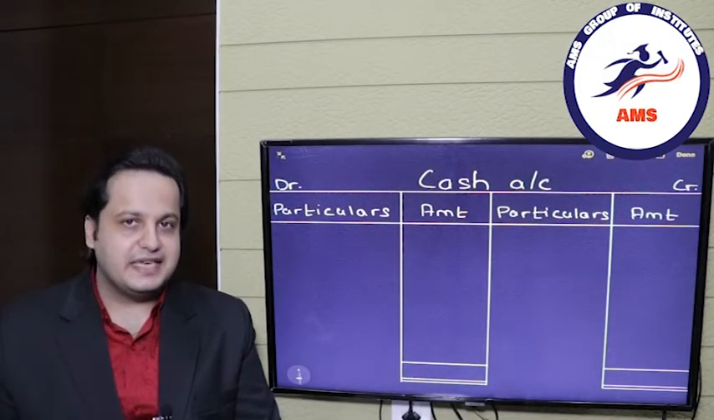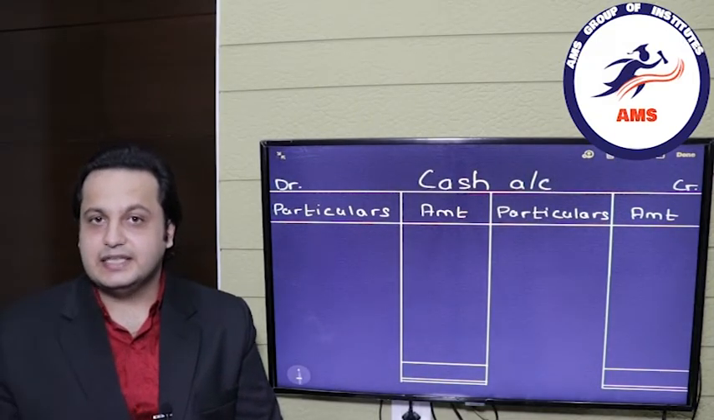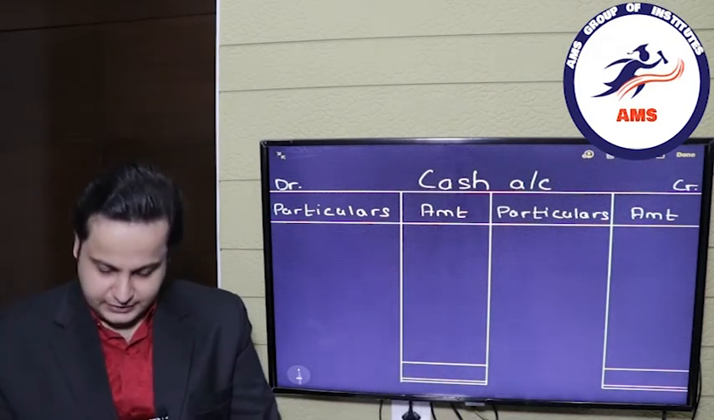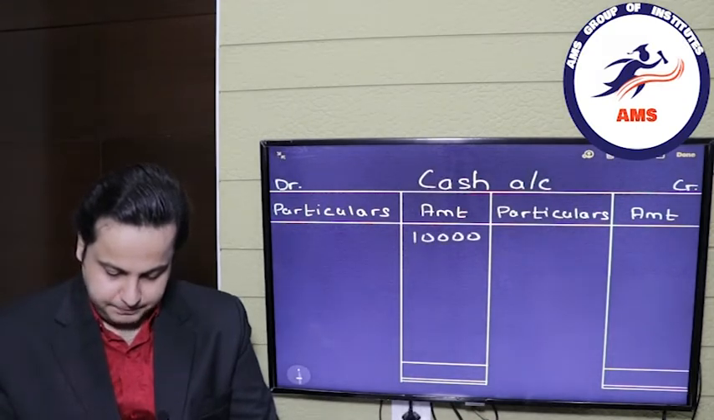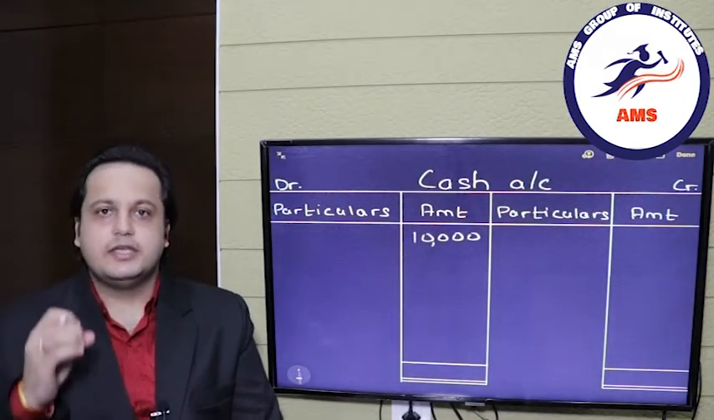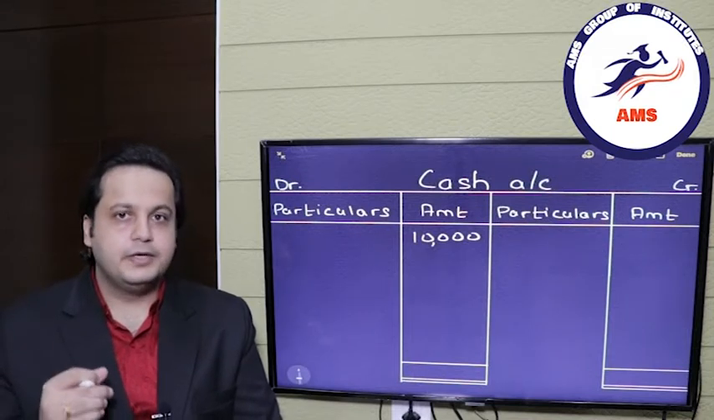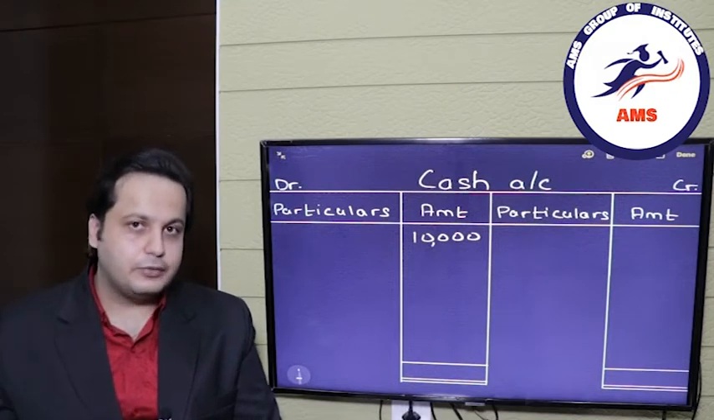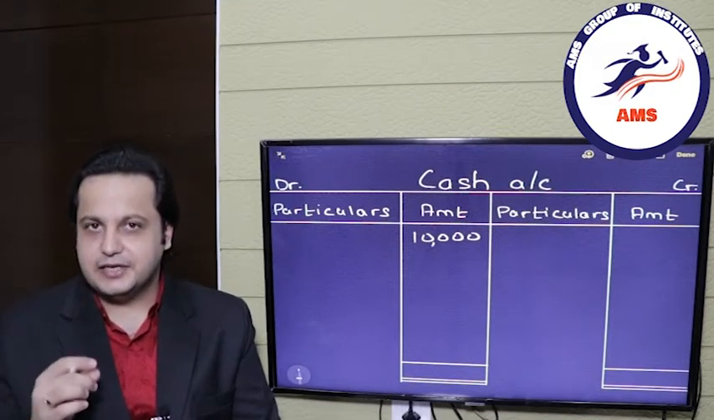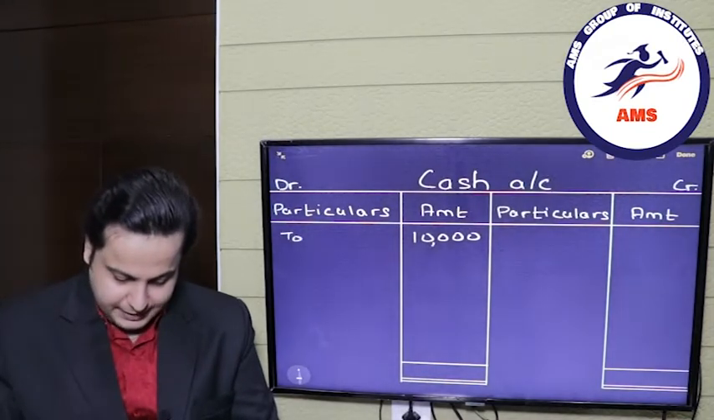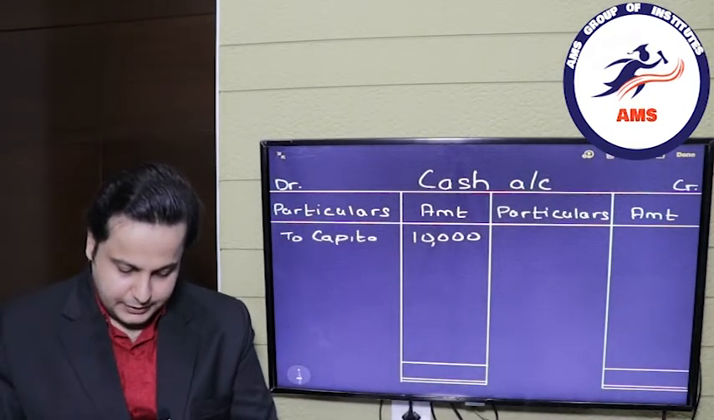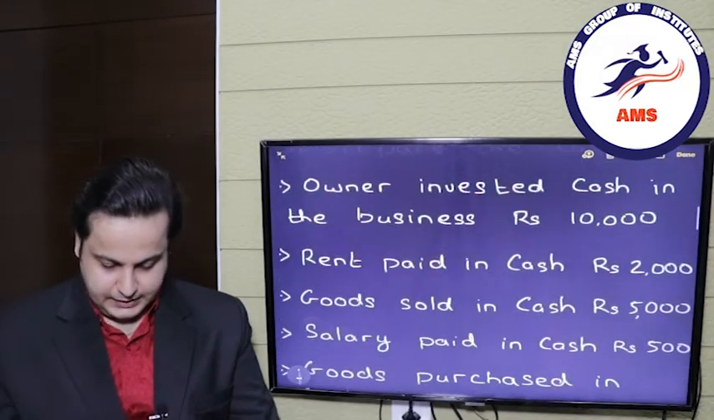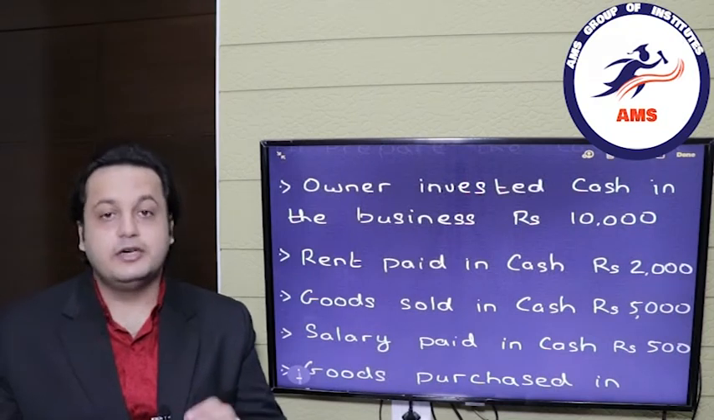Now cash is being debited. So we will do the entry in the debit side. So debit side is the left side. The amount was 10,000 rupees. So 10,000 rupees on the debit side. Now in the particulars, you will write that account name because of which this account is being debited. And that account was capital account. So on the debit side in the particulars, you will write to capital.